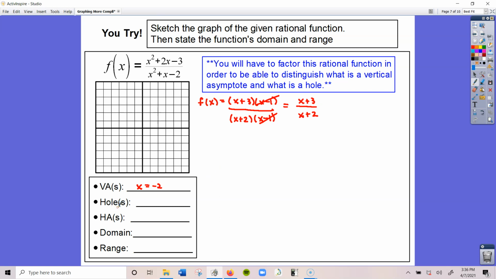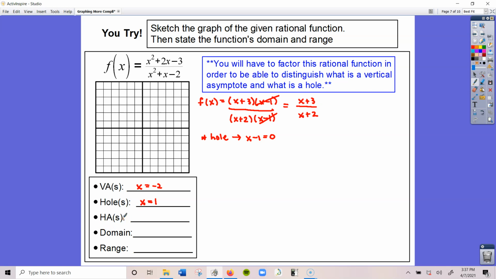Now for the hole. We have a factor that canceled out. So that means that we have a hole where that factor is equal to 0. So we take the hole, x minus 1, and make it equal to 0. Add the 1, we have a hole at x is equal to 1.